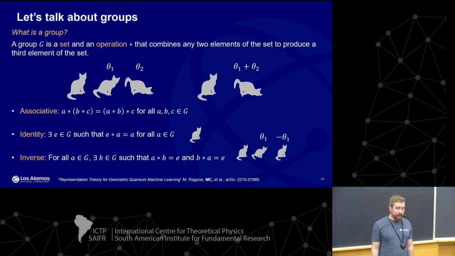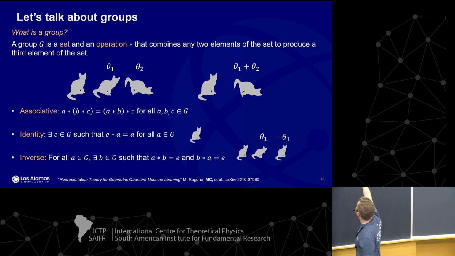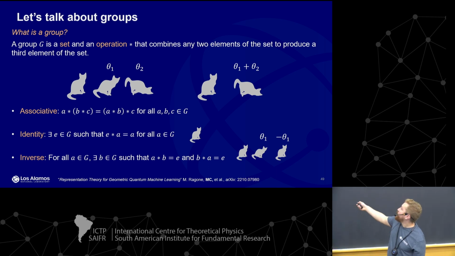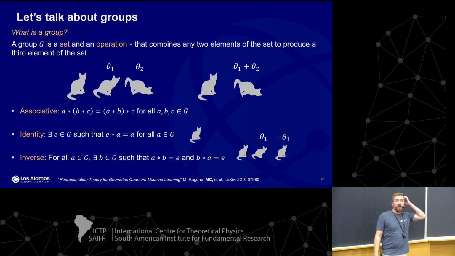Then we have inverse. For all the elements in the group, there exists another element that is also in the group, such that their composition gives me the identity. In this case, that would be a rotation by θ1, a rotation by minus θ1, and their composition actually leads to the identity. Whereas I'm now no longer convinced that just putting symmetries in quantum machine learning models will be the answer to solving all of our problems.